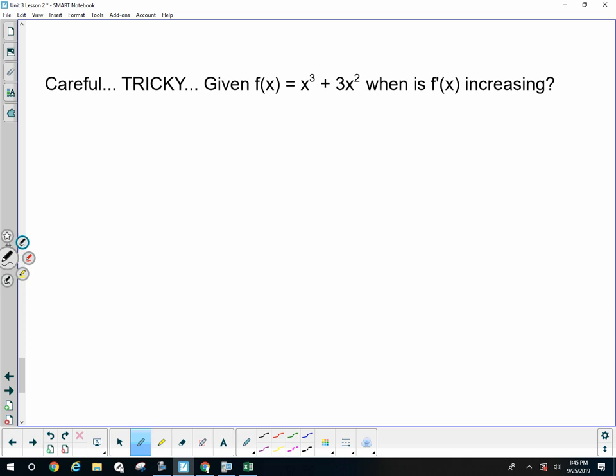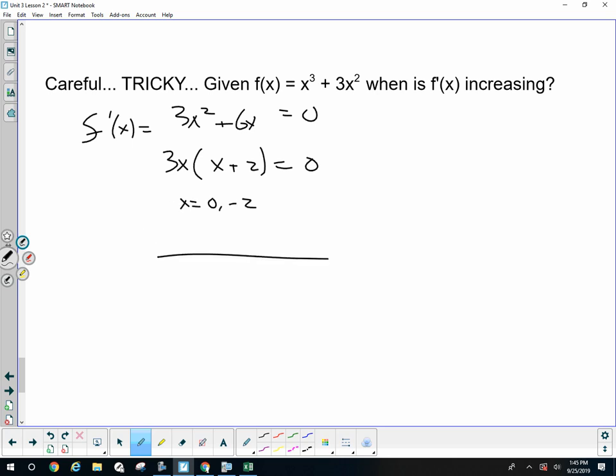What is f prime increasing? If you think, okay, f prime, 3x squared plus 6x equals 0, factor 3x, x plus 2 equals 0, 0 and -2, okay, -2, 0, great, f prime, let's see, positive, positive, positive, negative, positive, negative, negative, negative, positive. Okay, here and here, you are wrong.